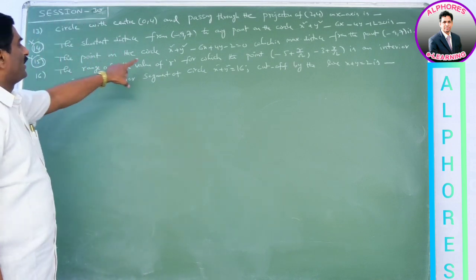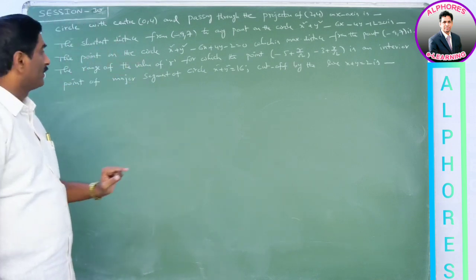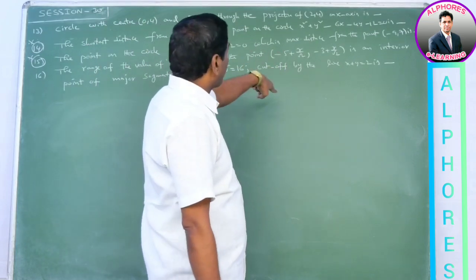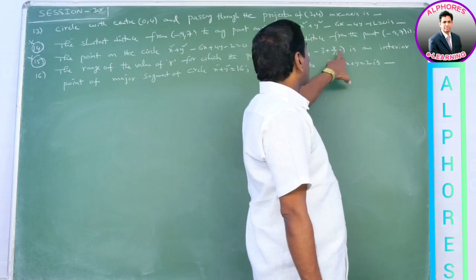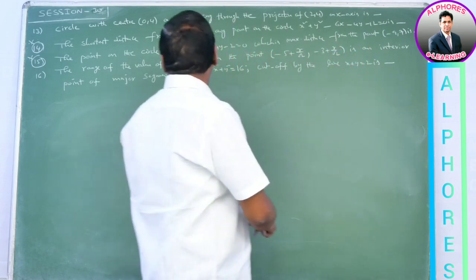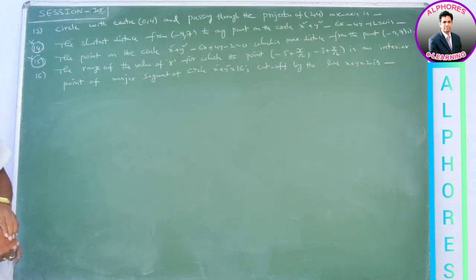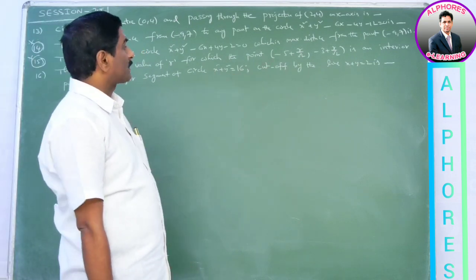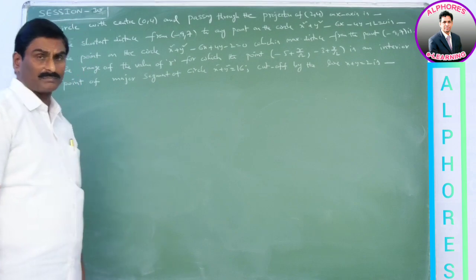The range of the value of R for which the point (-5 + R/√2, -3 + R/√2) is an interior point of the major segment of the circle x² + y² = 16 cut off by the line x + y = 2 is dash.